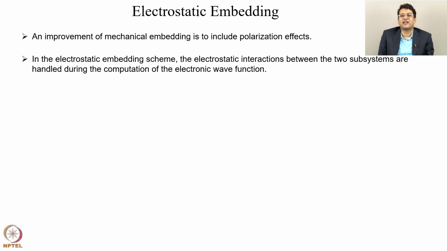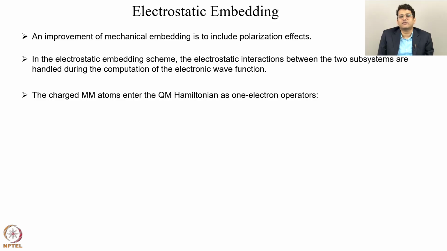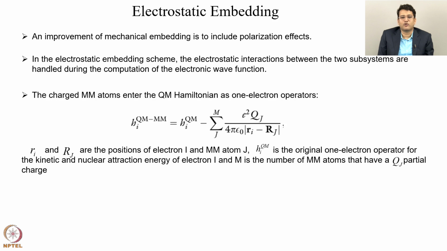function. In mechanical embedding, we were calculating the electronic wave function as if it is a free electronic state, the environment is only giving it a mechanical support. So, the charged atoms enter into the QM Hamiltonian as a one electron operator. This is how the form looks, where Ri and Rj are the positions of the ith electron and atom J, and Hiq is the original one electron operator for the kinetic and nuclear attraction energy of electron i, and M is the number of atoms that have a Qj partial charge.